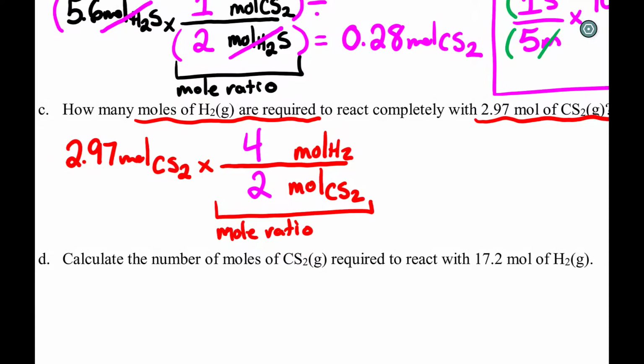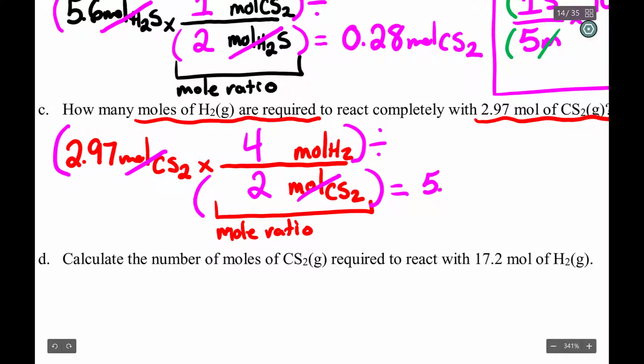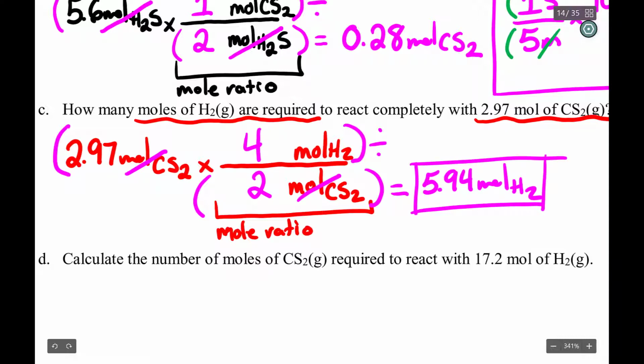The unit of moles of CS2 will cancel out. Everything on top, hit divide. Everything on the bottom, hit equals. And I get a total of 5.94 moles of whatever's left, moles of H2. Now this makes logical sense in my opinion. The ratio is saying I need twice as much H2 than CS2, and 5.94 is roughly, and actually is, twice as big as 2.97. That makes logical sense.